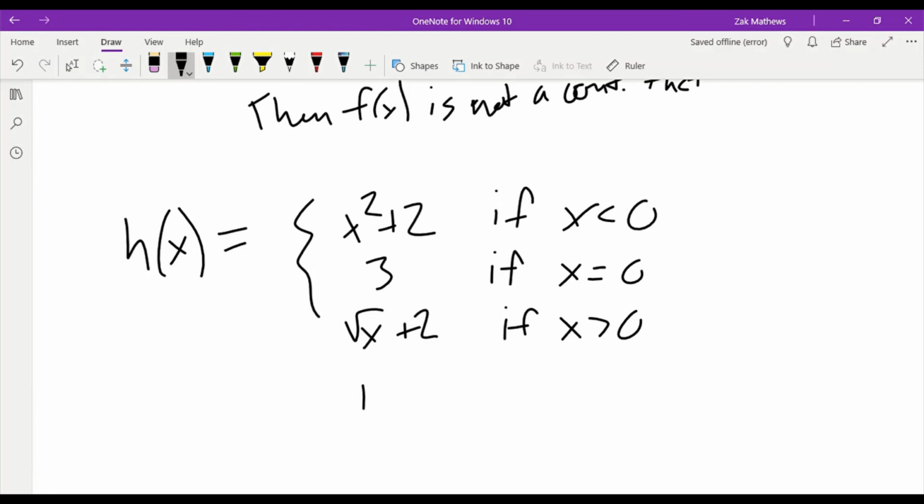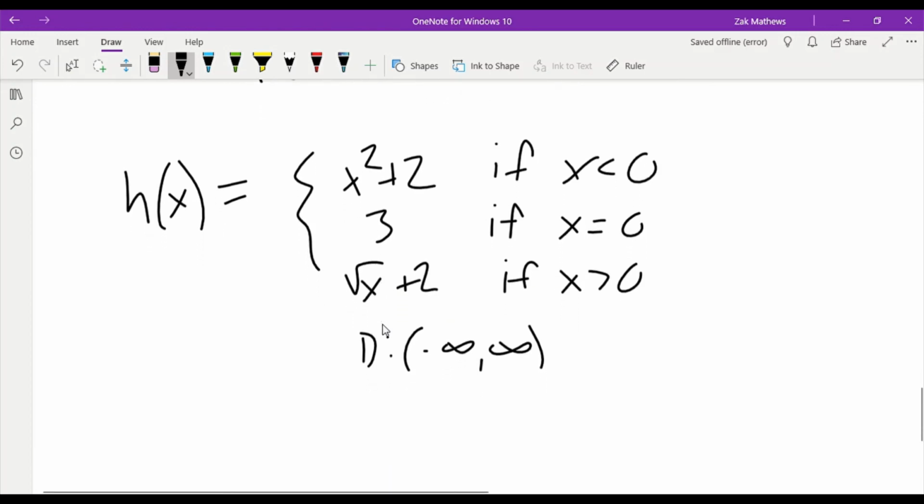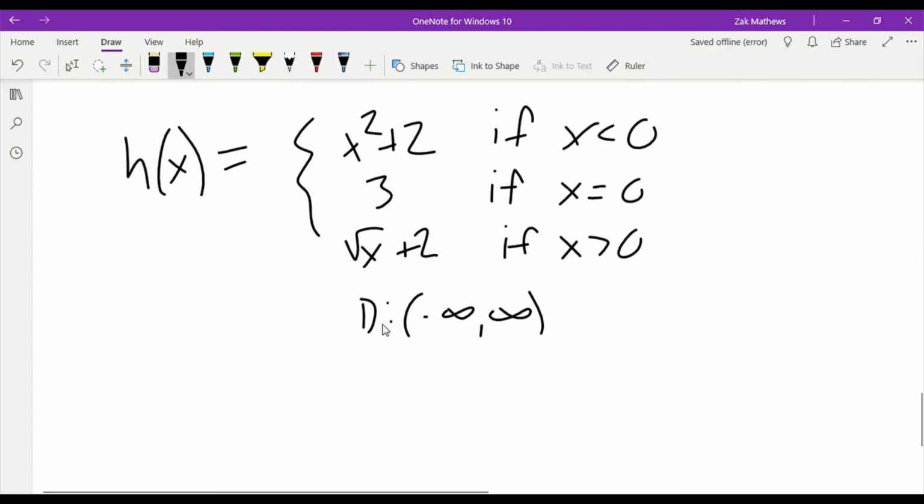So our domain would be negative infinity to infinity. Furthermore, I'm pretty confident that we can find the function value at all these points. That's not going to be a problem. So I'm not even going to bother looking, right? We only have to find where it fails to show this is not a continuous function. So I'm going to immediately jump into the limits. And again, I think 0 is the point at which it breaks. So I'm just going to concentrate on that 0.